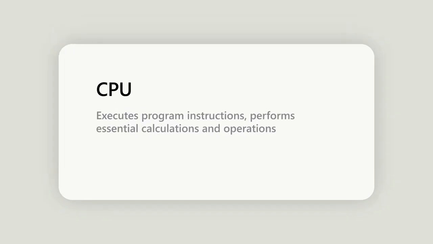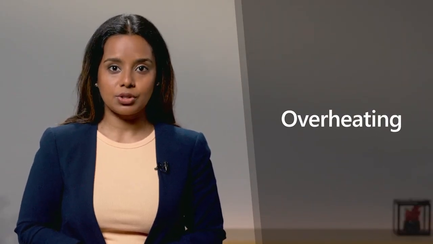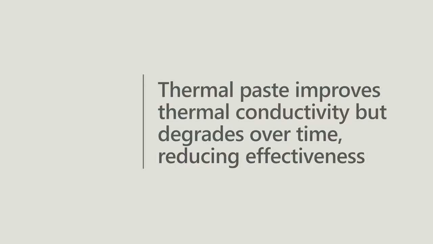Third is the CPU, which executes instructions from programs, performing calculations and operations that drive the computer's tasks. Overheating is a common problem, often due to poor cooling solutions or excessive dust buildup. Thermal paste degradation over time can also reduce its effectiveness in transferring heat. This paste is a substance applied between the CPU and the heat sink in a computer. Its primary function is to improve the thermal conductivity between these components.